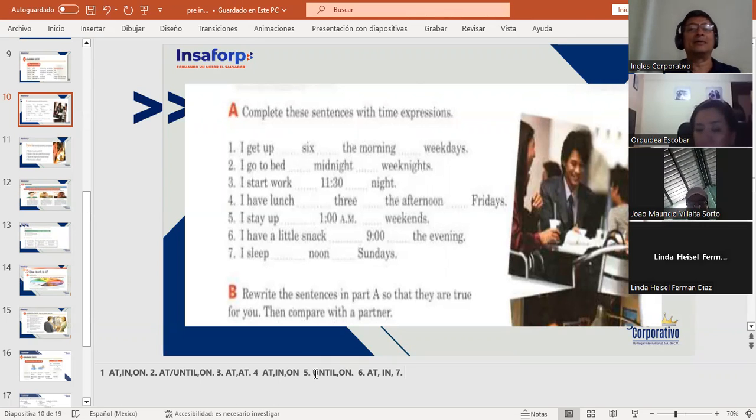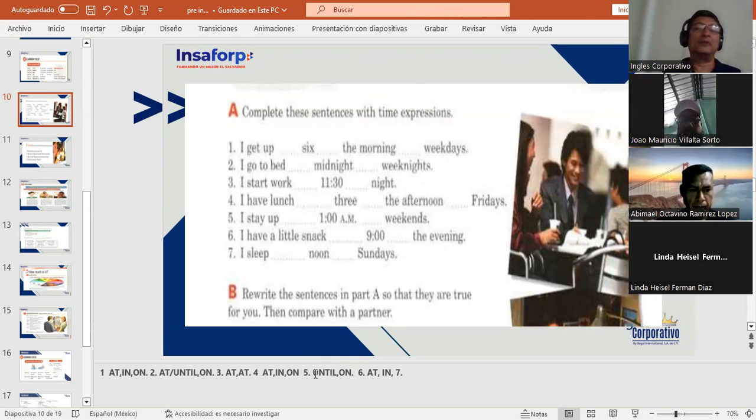And we have seven. We say, I sleep before noon on Sundays. We can say before or after. You can use before or after noon on Sundays. Okay, and there you are. Got it? Okay, correct the ones you have to correct.